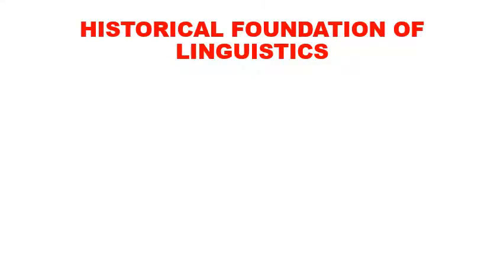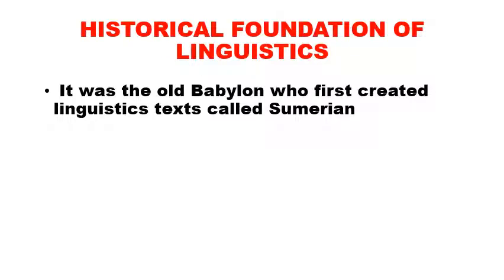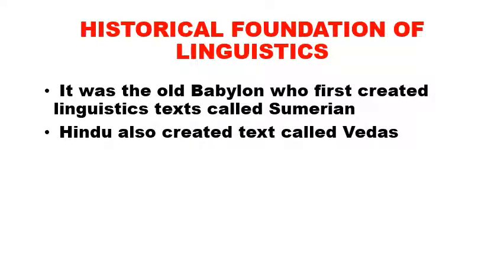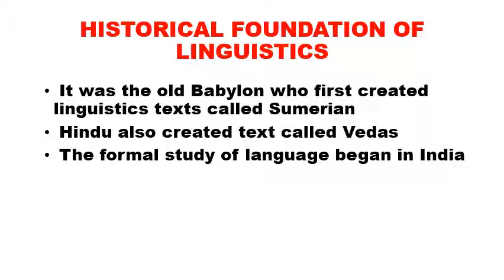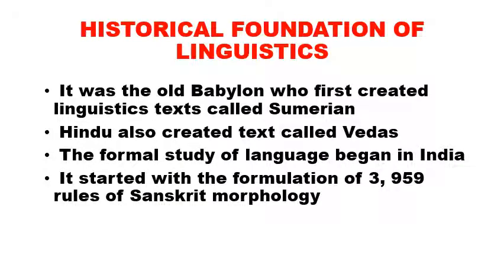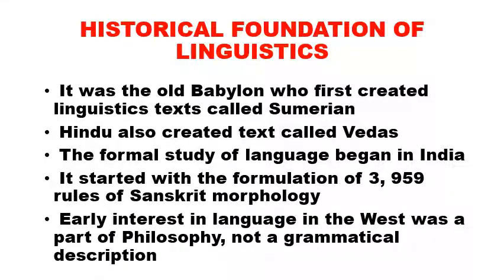Historical foundation of linguistics. It was the old Babylon who first created linguistic text called Sumerian. Hindus also created texts called Vedas. The formal study of language began in India. It started with the formulation of 3,959 rules of Sanskrit morphology. Early interest in language in the West was a part of philosophy, not grammatical description.